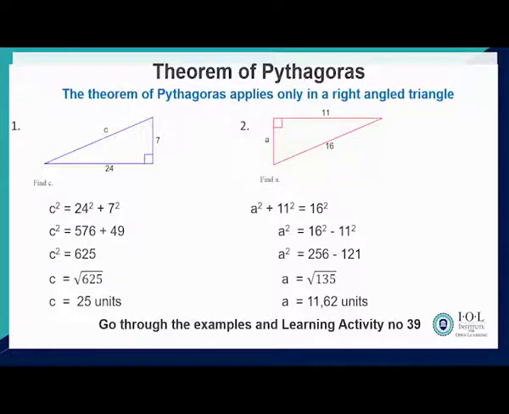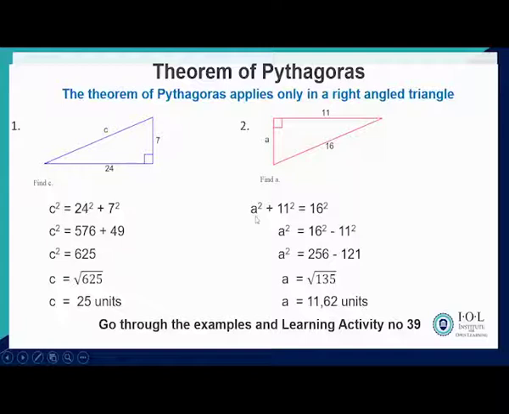How do I get c? I get the square root of that. So the square root of 625, which gives me 25 units. That's the length. When it's centimeter, you give centimeter. If it's millimeter, whatever the units in the question, you give your answer in those units.